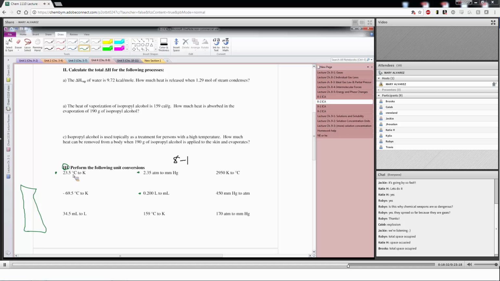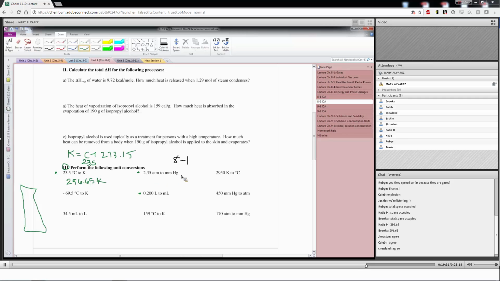Somebody tell me, hopefully at least 2 of you guys could tell me and agree on the answer. 23.5 degrees Celsius, what would that be in Kelvin? All right, Katie's got an answer. Anybody agree or disagree? Excellent. So you just use the conversion of Kelvin equals Celsius plus 273.15. We plug this 23.5 into the Celsius, and 23.5 plus 273.15 gives me 296.65. I agree with that.